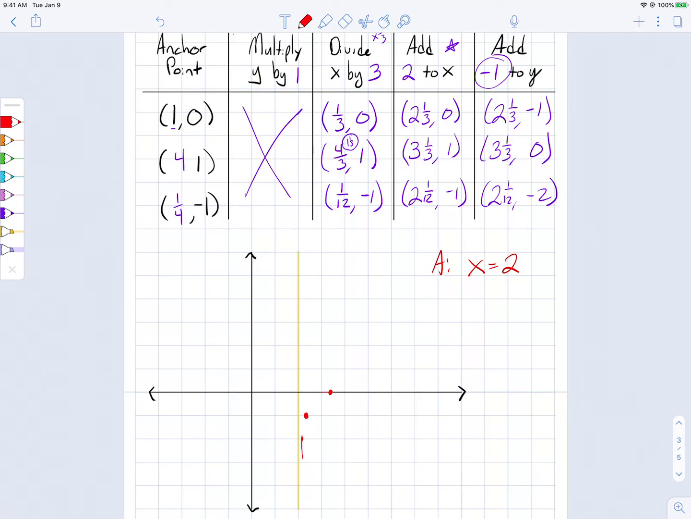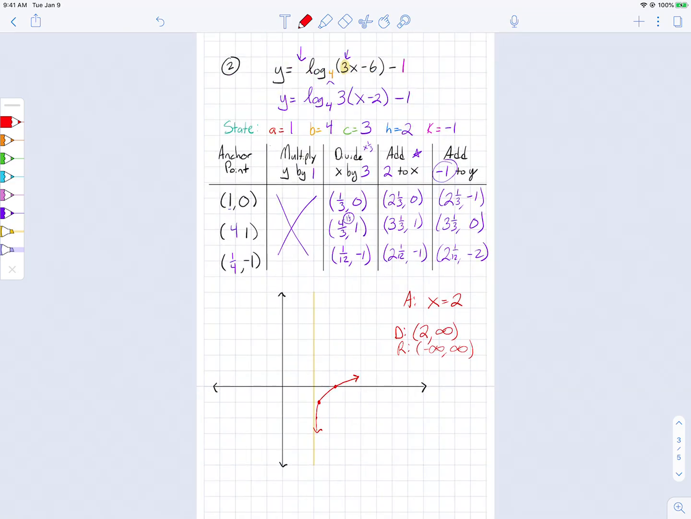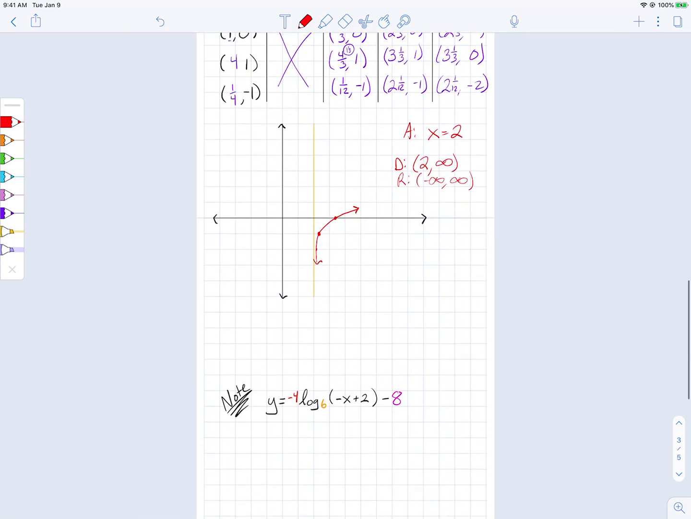So you can kind of see that it's making this curve right there, and that is going to be the graph of that logarithm. So for the domain, it cannot go further left than the 2, so it's going to be heading towards the 2, and it's going to go to infinity to the right. And for the range, it's going to be negative infinity, comma, infinity, because we can see it's going down and it's slowly going up also. And so now we have just graphed that logarithm.